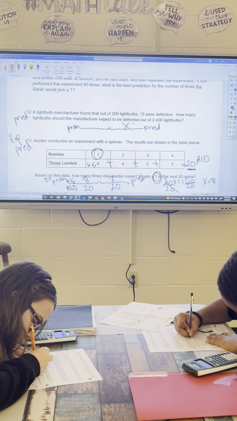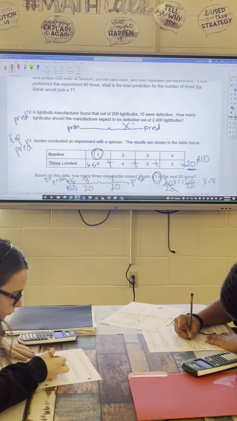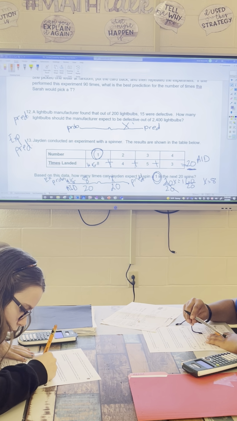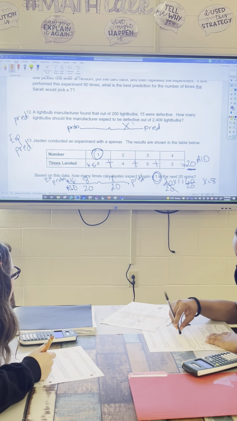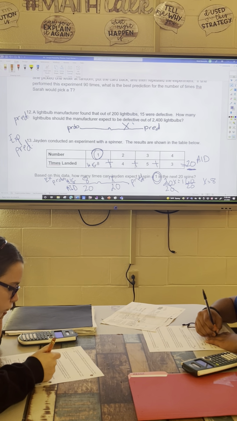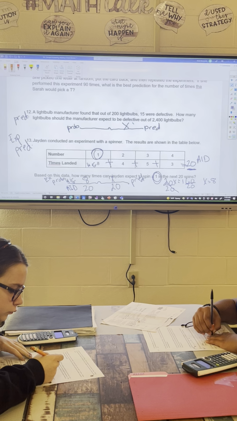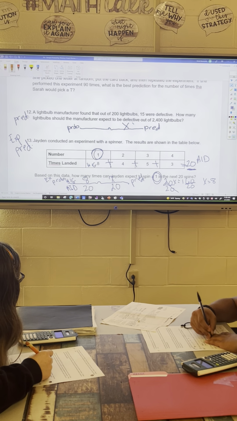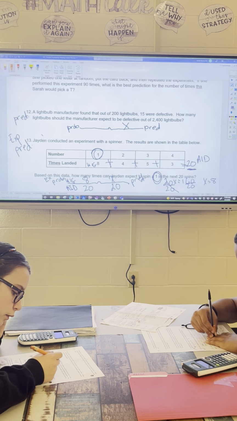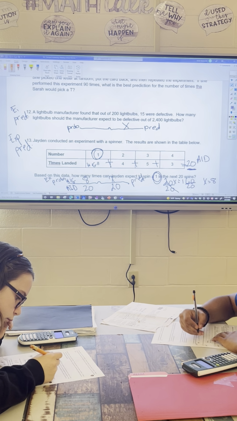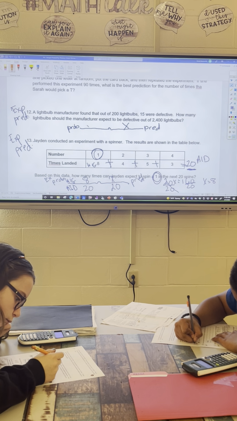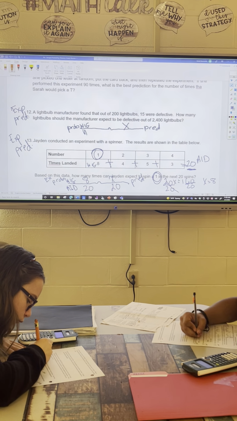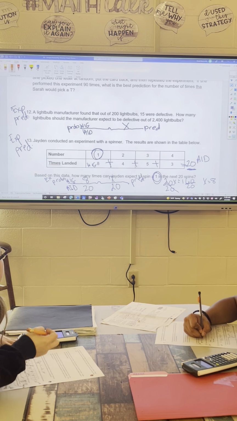Now, have we done something or not? Did we do something? Yeah. What did we do? We did 200 light bulbs. We inspected some light bulbs, didn't we? So if we've done something, what kind of probability is that? Experimental. So we're doing an experimental prediction right here. And with an experimental, we've got WIG over A. What I got over all I did.